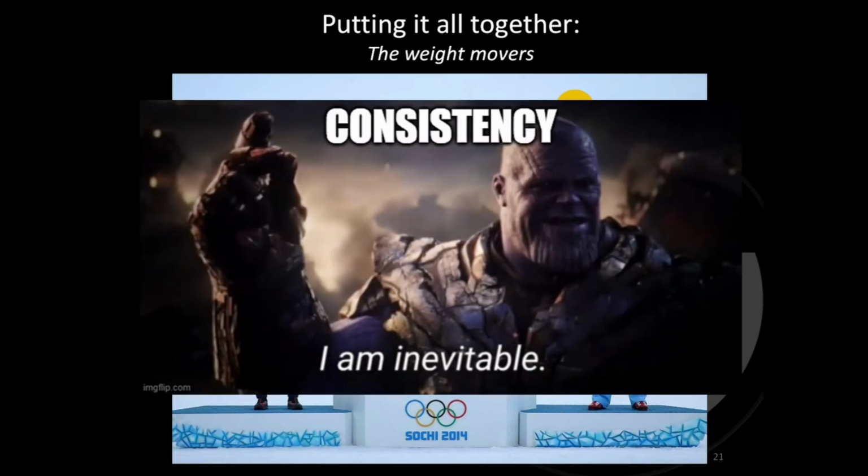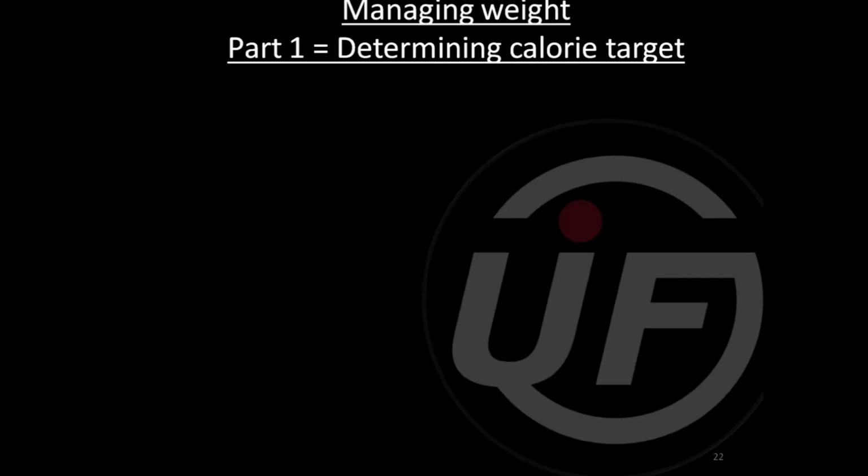Now, why is Thanos? Doesn't matter about all these other three things. Consistency is inevitable. If you're not consistent with your intervention, your results will be inconsistent. So if anyone's going to sell that, it'll be him. All right, cool.